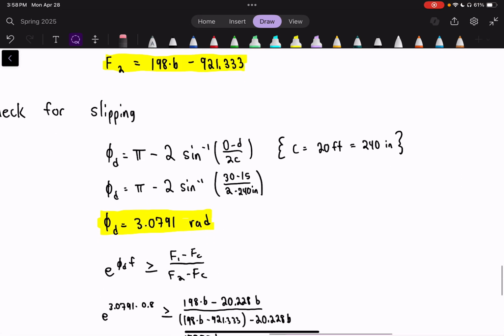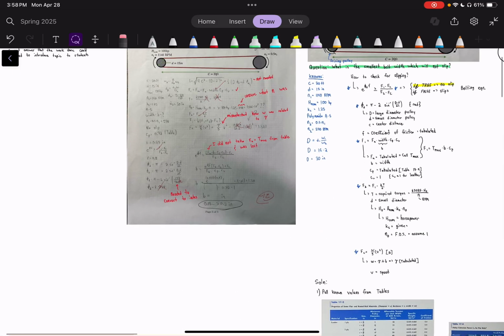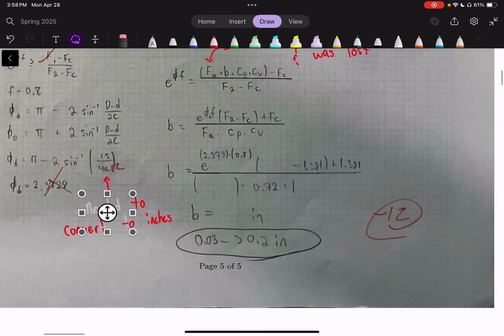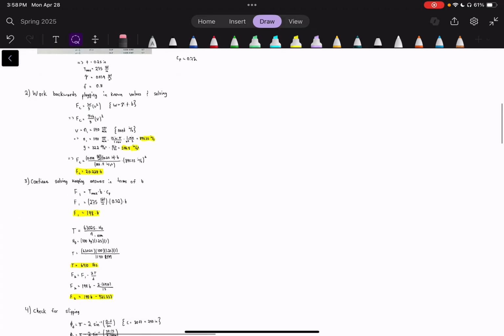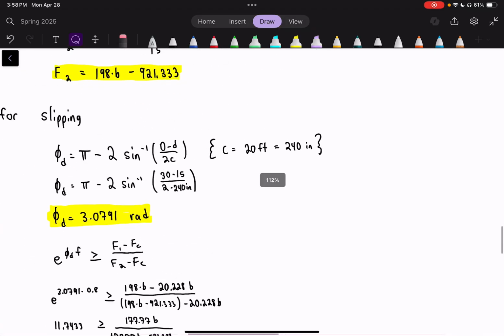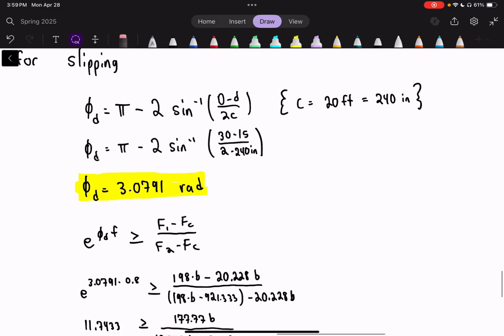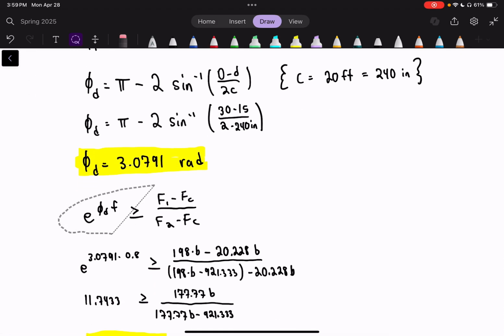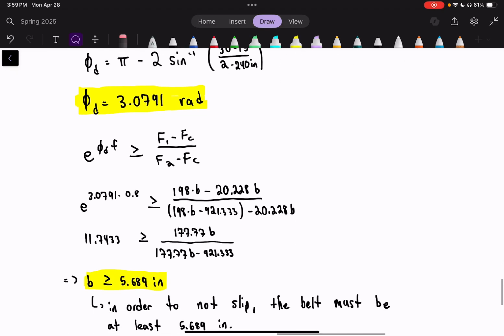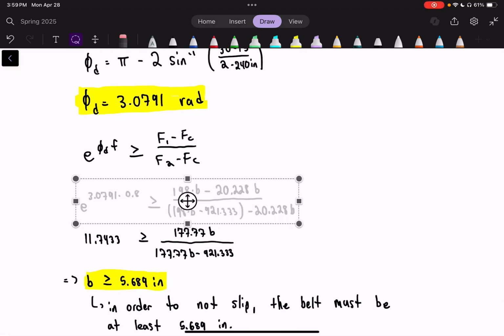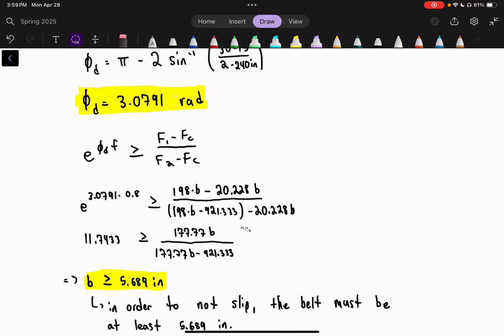The last thing we need is that Phi of D, which we can plug in all the values that we had, making sure we convert that into inches, which I did not do right there, but that's what you're going to do. And once you're able to plug everything in, you're going to get 3.0791 radians. Now we're going to go ahead and use that belting equation, plug in everything. Now the goal is just to solve for B, solve for that width.